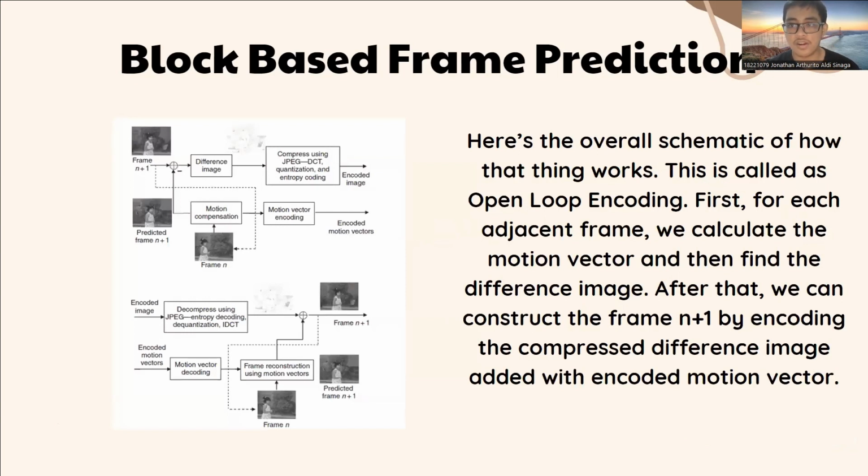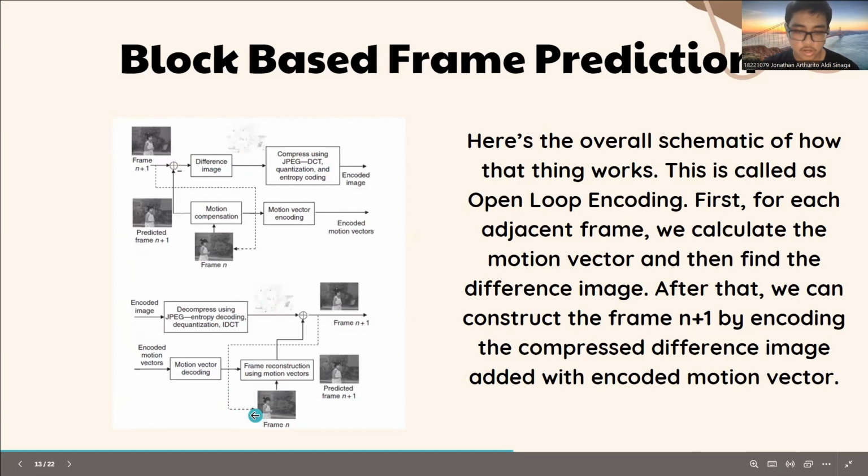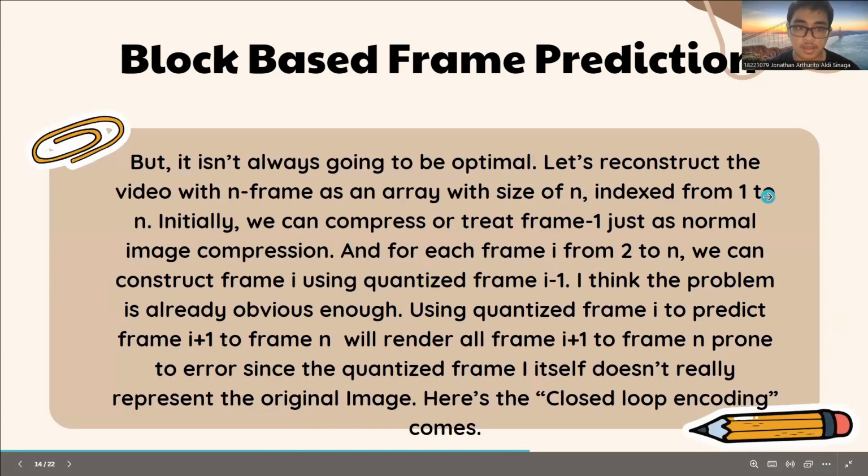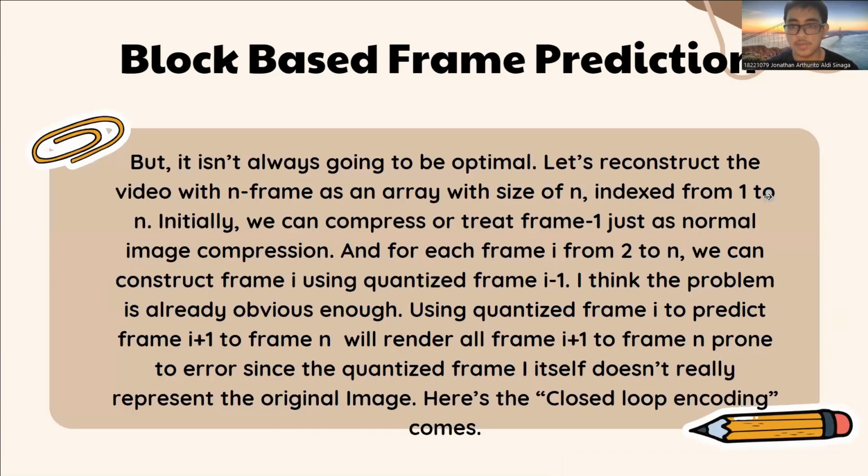And here's the overall schematic of how the thing works. This is called open loop encoding. First, for each adjacent frame, we calculate the motion factor and then find the difference image. After that, we can construct the n+1 image by encoding the compressed difference image added with the encoded motion factor. But it isn't always going to be optimal.